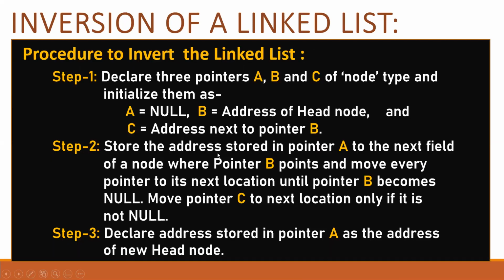Now store the address in pointer A to the next field of the node where pointer B points, and move every pointer to its next location until pointer B becomes null. Our criteria is that we move in the forward direction until B becomes null. When B becomes null, we stop our processing. Because there are three pointers A, B and C, and C is the forward pointer, the chances of becoming null while moving in the forward direction are higher for pointer C.